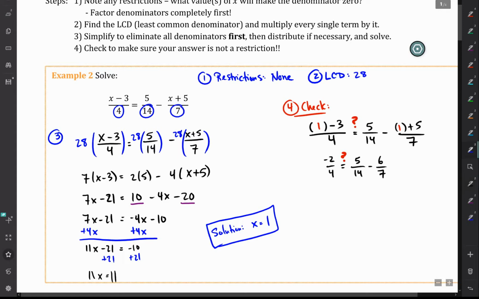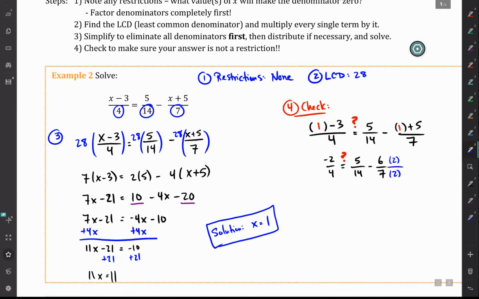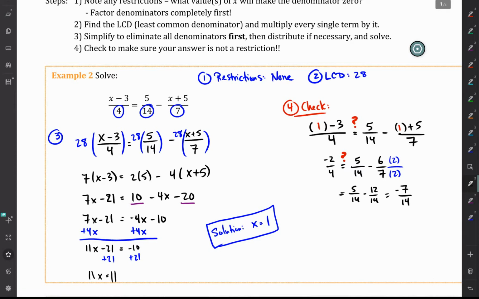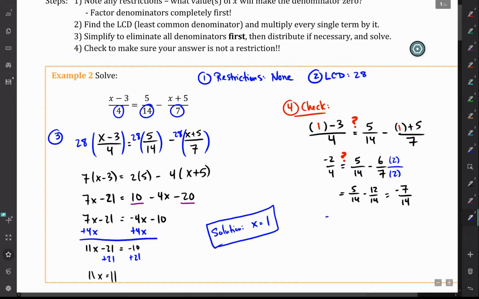Well, to combine the 6 over 7 with the 5/14, you want to get a common denominator. So what I'm going to do is multiply by 2 over 2 to make that 12/14. So this is 5/14 minus 12/14, which would be 5 minus 12 is negative 7/14. So the question you have to ask yourself is, is negative 2/4 equal to negative 7/14? The answer is yes, they're both equal to negative 1/2. Once you cancel, 7 divided by 14, you get negative 1/2. You take negative 2 divided by 4, you get negative 1/2. So the answer is yes, this is true.